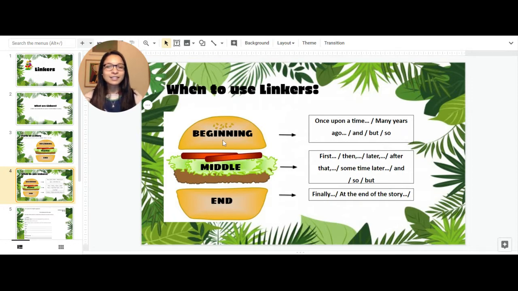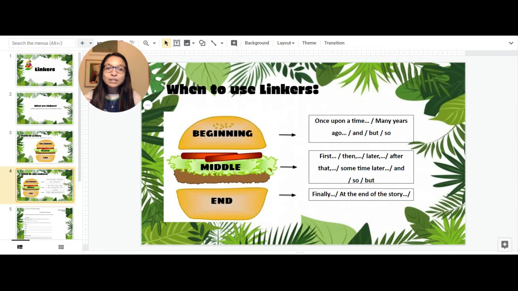These are the linkers. So we've got once upon a time, many years ago, and but, so. These are the linkers that we are going to use for the beginning, of course. What do you think? Can we use these linkers in some other parts? Well, let's see. What happens if we start using once upon a time in the end? Does it make sense? No, of course not, because the story is finishing. It's going to the end. It's near the end. Now, many years ago as well, we only use it in the beginning.